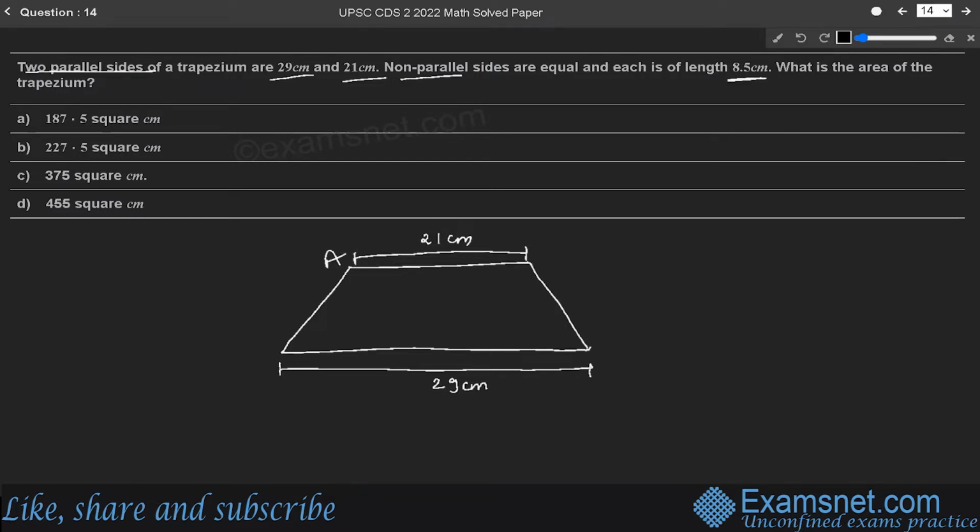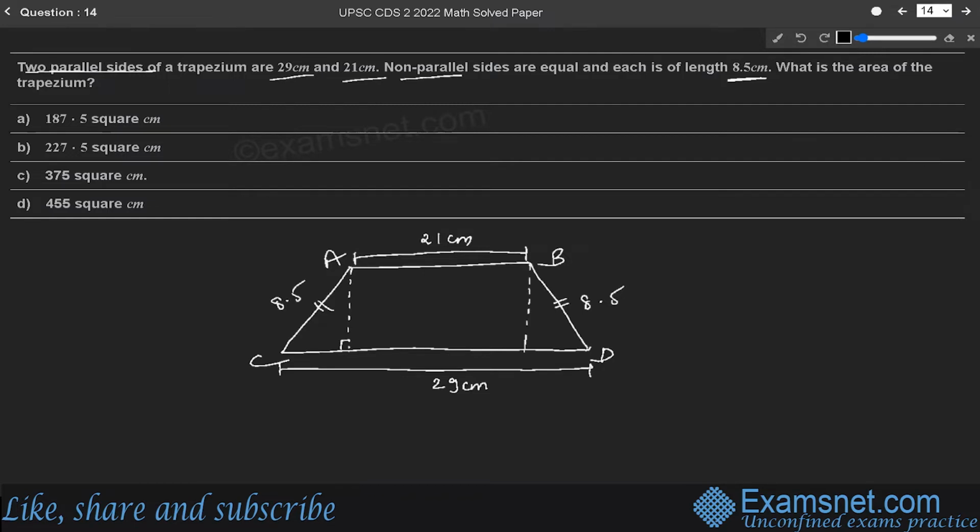Let us name it A, B, C and D. You can see that AC and BD are the non-parallel sides and both are equal. And the measure is given, which is 8.5, means both are 8.5. What is the area of the trapezium? We have to find the area of the trapezium. So the first thing that we have to do is draw a perpendicular from A to CD and draw another perpendicular from B to CD.